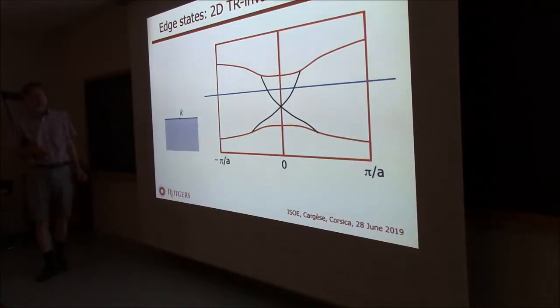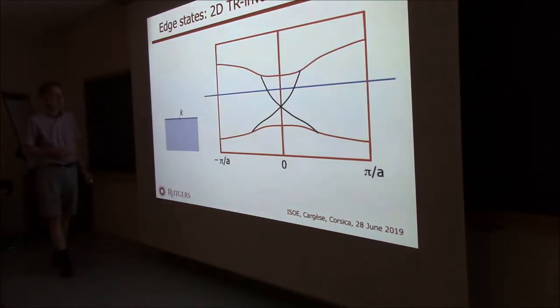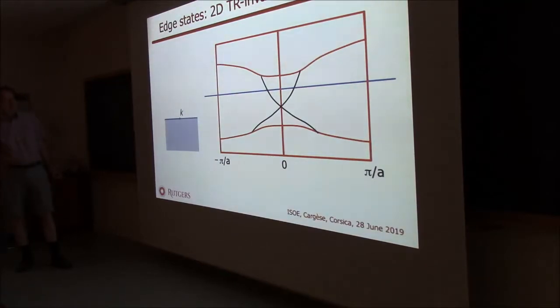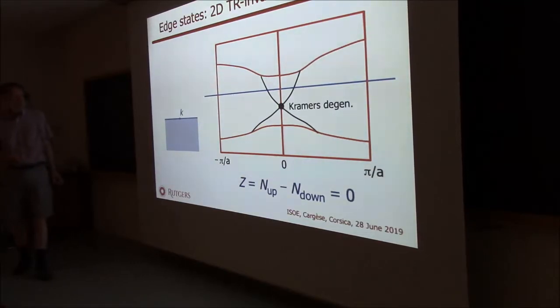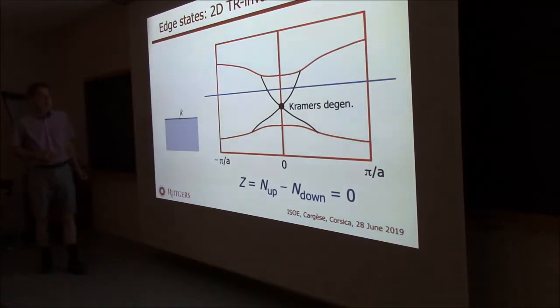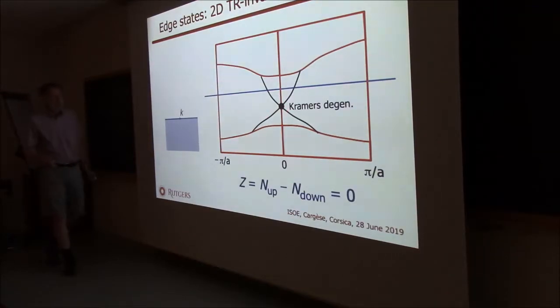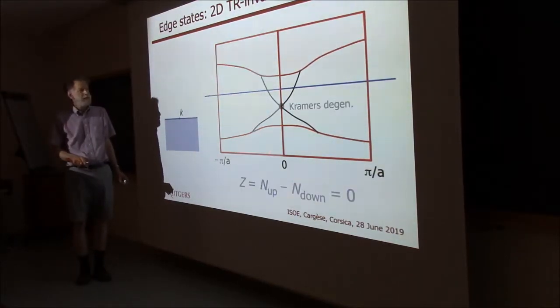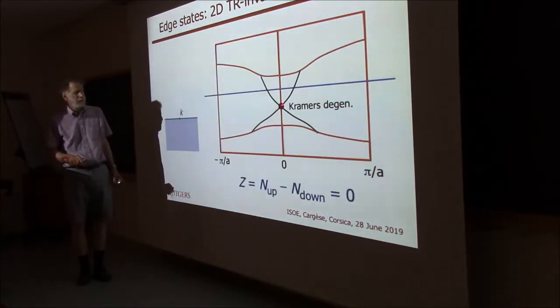Okay, what about the case where you have time reversal symmetry? Time reversal symmetry now imposes that the band structure has to be left-right symmetric. If I try to count the net number of up crossings, of course it's always 0 because of this left-right symmetry. But I should notice that this crossing in the middle is not gapped. And the reason it's not gapped is because there's a Kramer's degeneracy here.